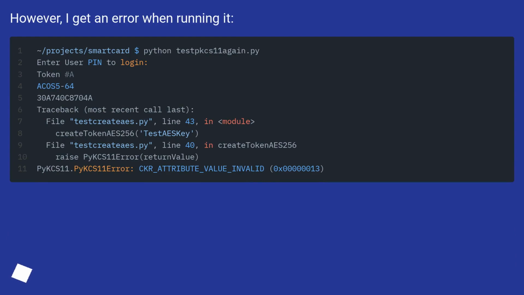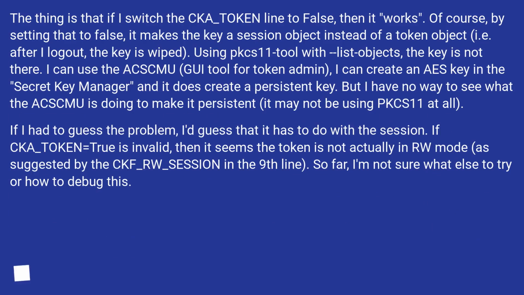However, I get an error when running it. The thing is that if I switch the _token line to false, then it works. Of course, by setting that to false, it makes the key a session object instead of a token object, i.e. after I log out, the key is wiped. Using PKCS11 tool with list objects, the key is not there.